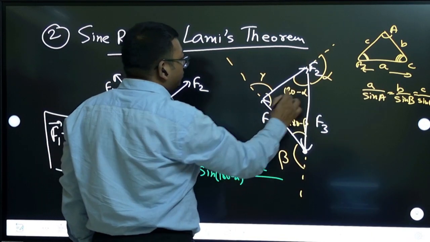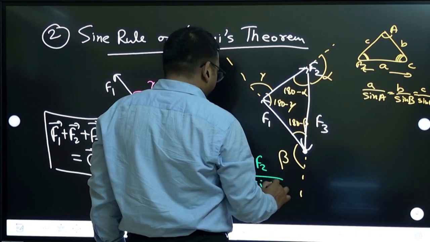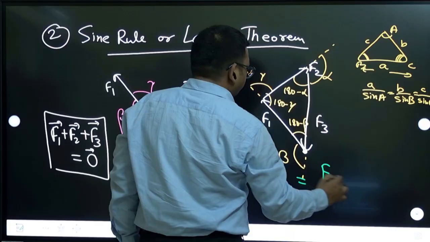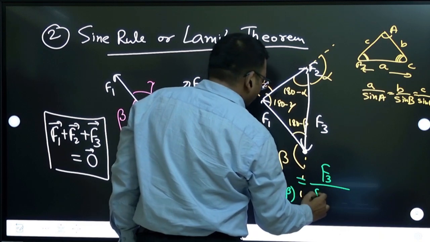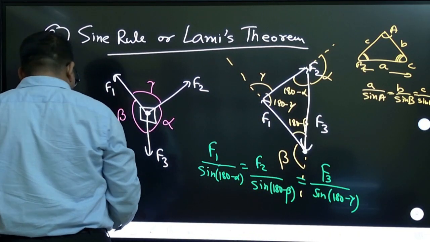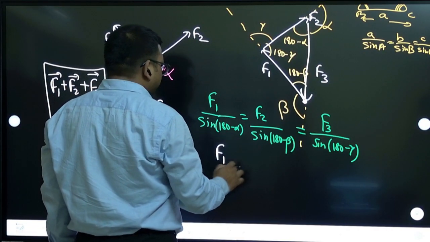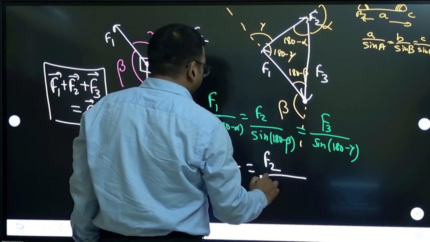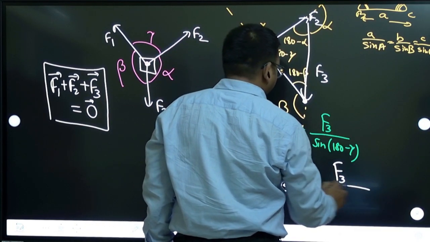F2, opposite of F2 is 180 minus beta. So sine 180 minus beta I will get. And opposite of F3 is how much? Where is F3? This is 180 minus gamma. So sine of 180 minus gamma is there. So you know now in trigonometry, sine 180 minus alpha is same as sine alpha. For F2, sine 180 minus beta is same as sine beta, and sine 180 minus gamma is sine gamma.